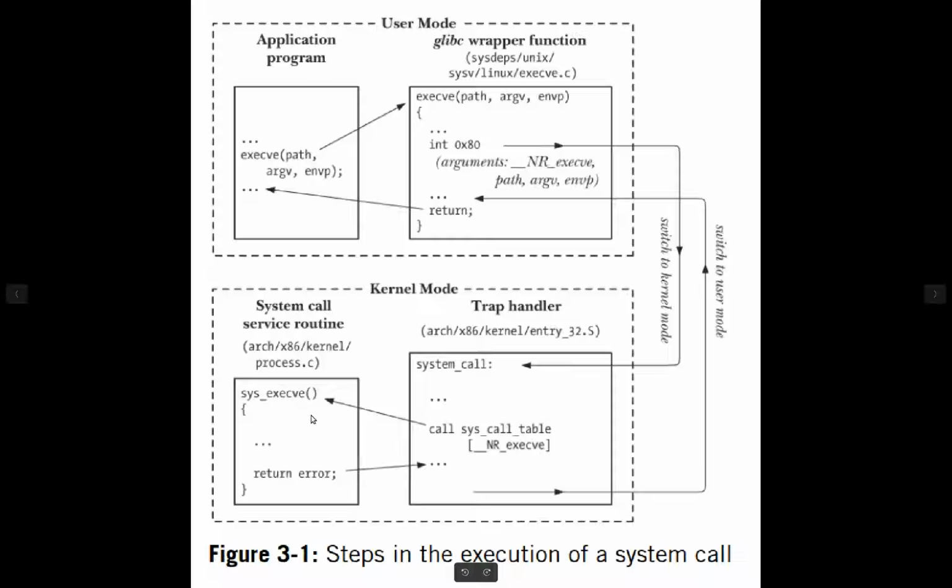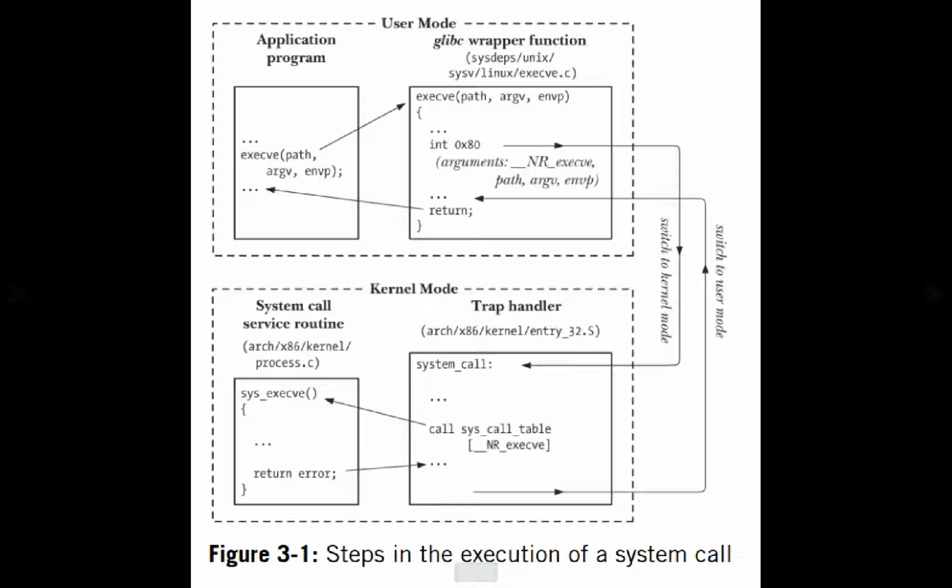And what happened here, so the trap handler would index into this table, call the syscall at the appropriate index. We would go to the system call service routine in the kernel itself, run that service routine to completion. Control would return to the trap handler, which would finish executing. Control would go back to user space, back to the glibc wrapper function. That would finish executing, and then your C code itself would continue executing as before.